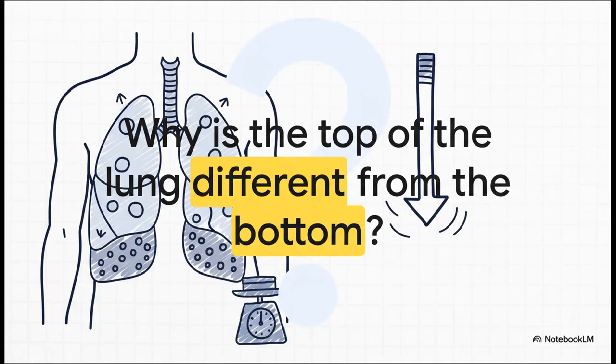So the entire concept, the whole reason we're even talking about this, boils down to one simple question. If you're standing upright, why isn't your lung working the same way at the very top as it is at the very bottom? The answer, you guessed it, is gravity. And once you understand how gravity pushes and pulls on everything in the chest, the West zones just click.